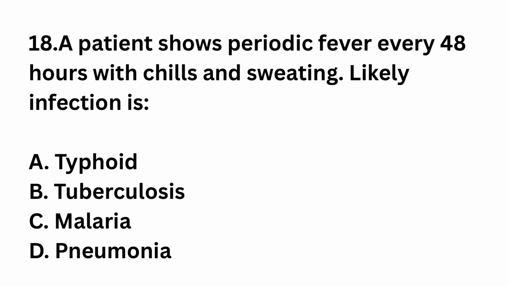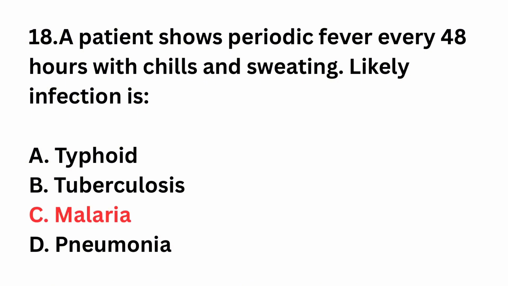Question number 18. A patient shows periodic fever every 48 hours with chills and sweating. Likely infection is typhoid, tuberculosis, malaria, pneumonia. The right answer is option C, malaria. Periodic fever occurs due to rupture of red blood cells. This is a characteristic of malaria.